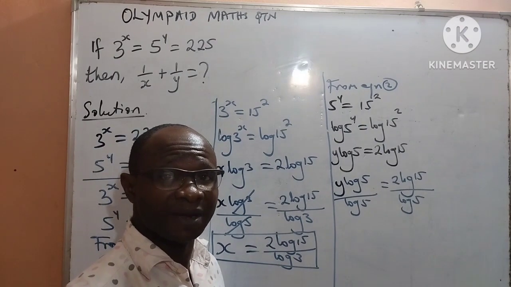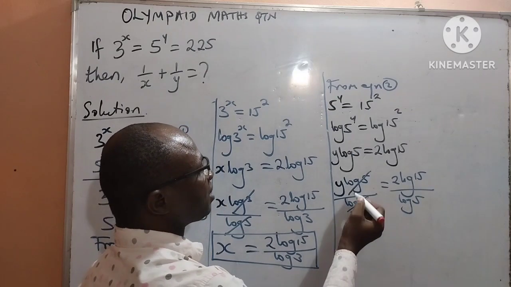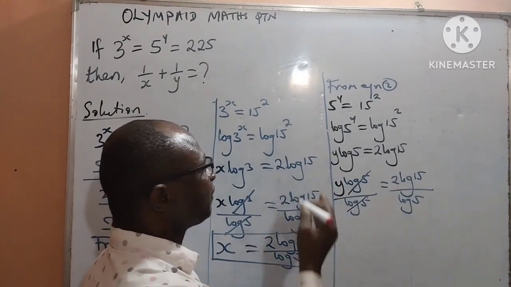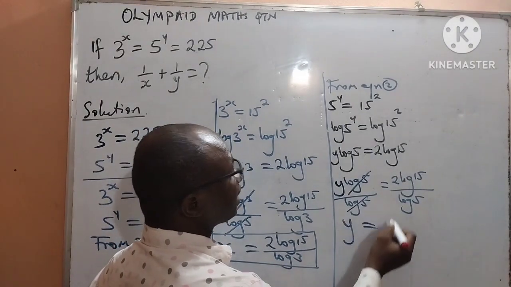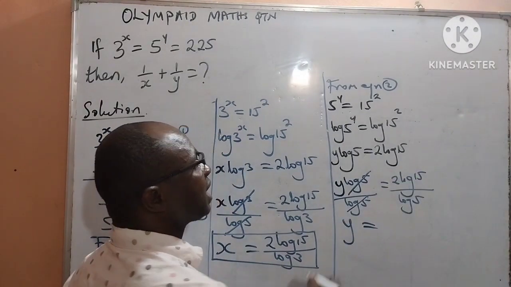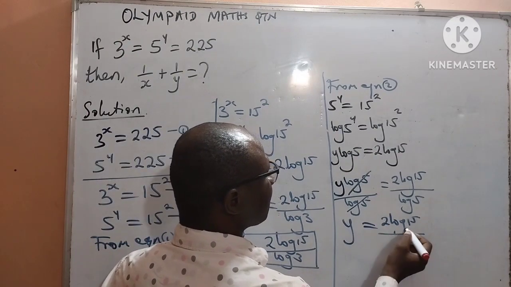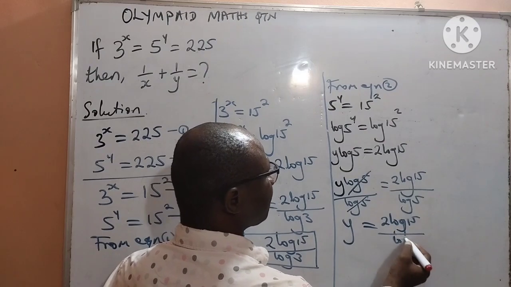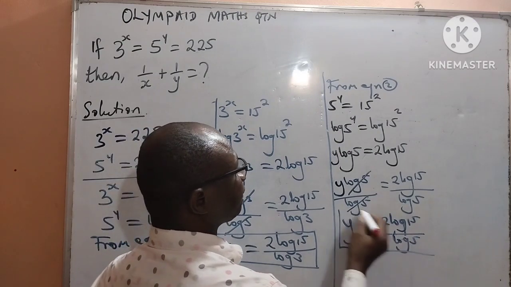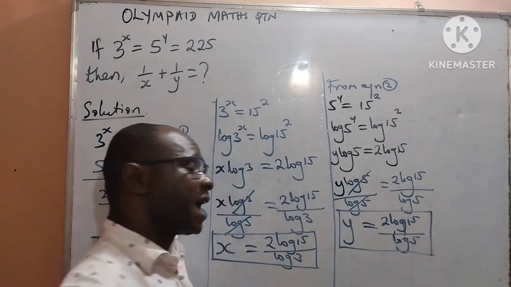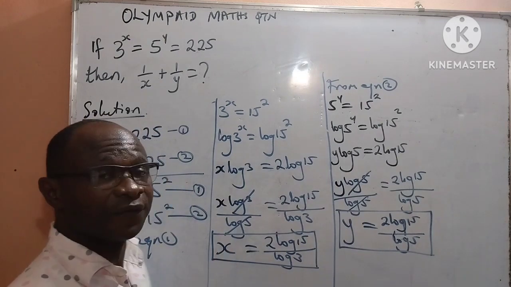This implies that both of them are going to cancel out, and that means log 5 at the numerator cancels with the log 5 at the denominator, leaving me on the left hand side with the letter y, and on the right hand side I shall now have 2 times the logarithm of 15 divided by the logarithm of 5. This is what I now have as the value of y. Beautiful. So I have gotten the value of y, I have also gotten the value of x.